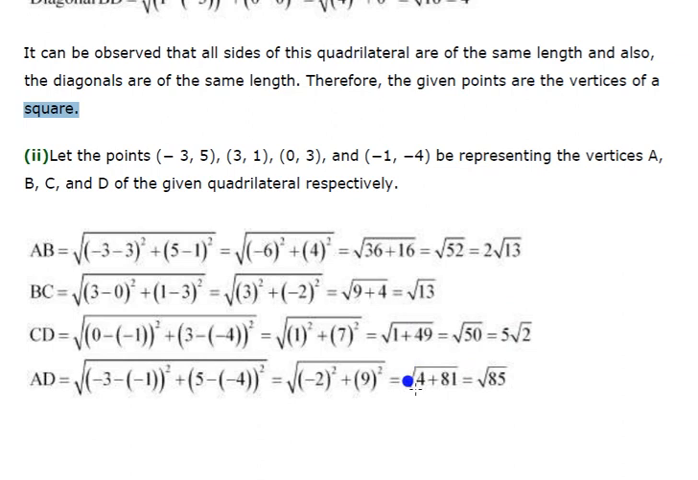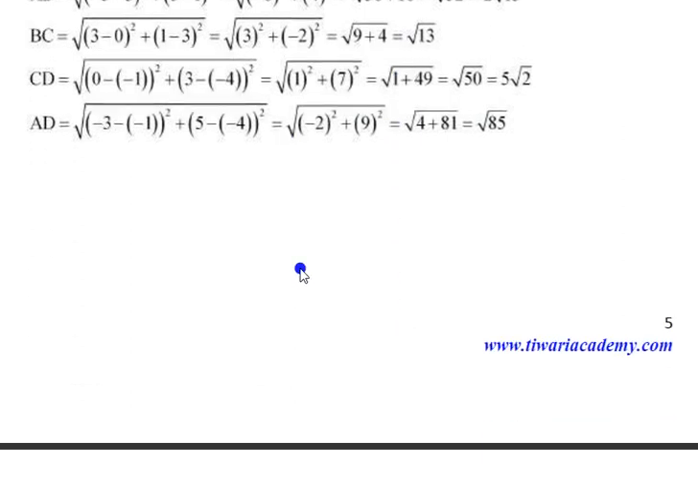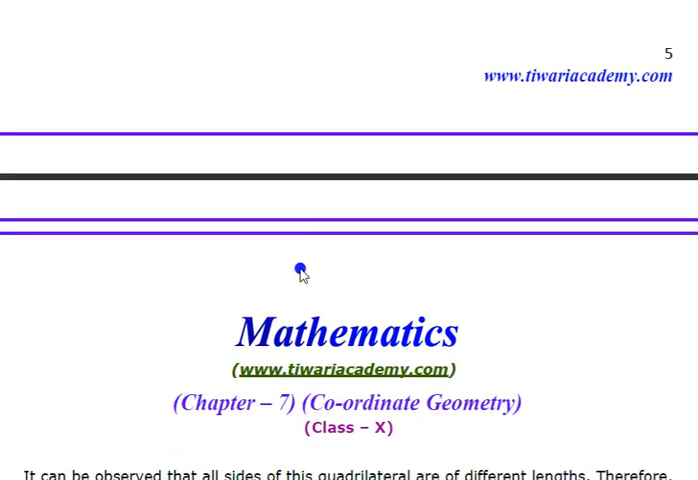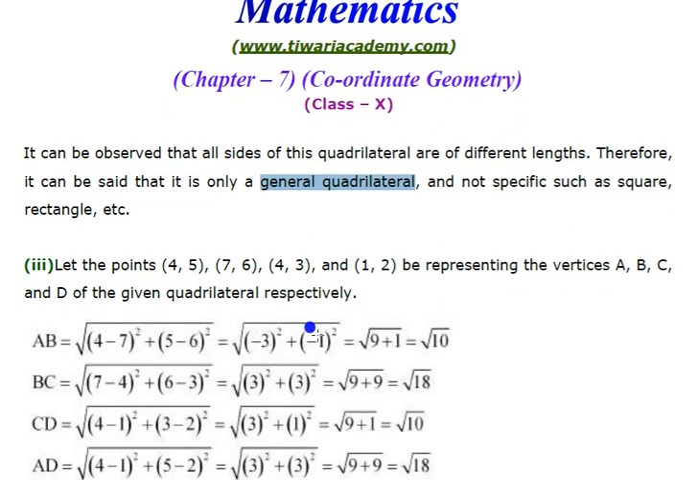Because if the sides are not equal, whether opposite sides can be equal, or two sides can be equal, then we have to think further about whether we have to find the diagonal or not. But in this question, not a single side is equal, so no need to find a diagonal. Directly we can write that these points are the points of a simple quadrilateral, or general quadrilateral. Okay, so now let's start question number three.